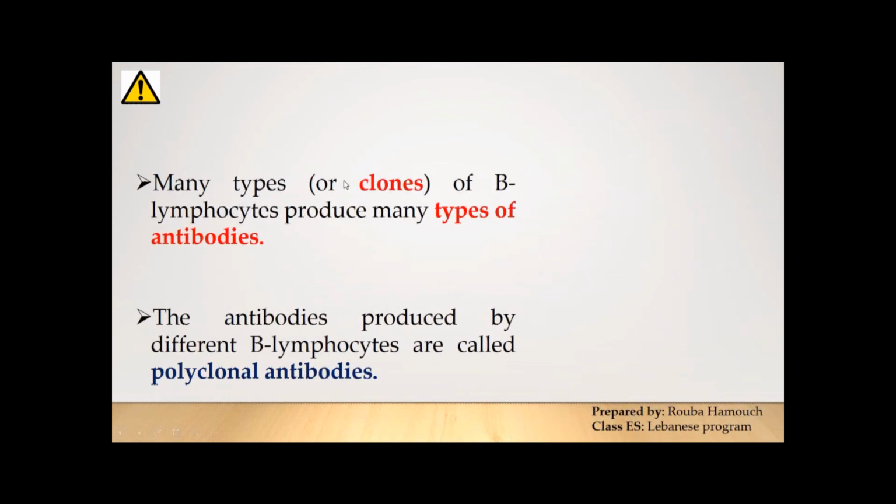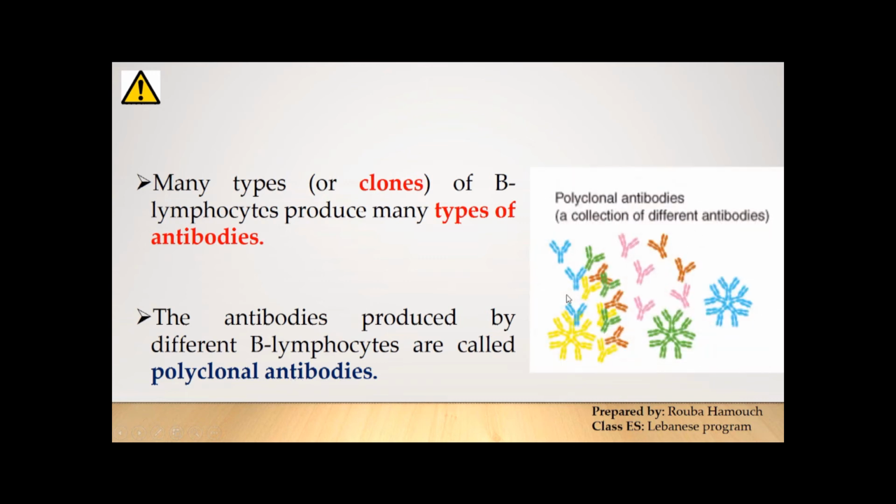Many types or clones of B lymphocytes produce many types of antibodies. Thus, the antibodies produced by different B lymphocytes are called polyclonal antibodies. Poly means many or several, clonal means clone. So, many groups of B lymphocytes produce many types of antibodies.